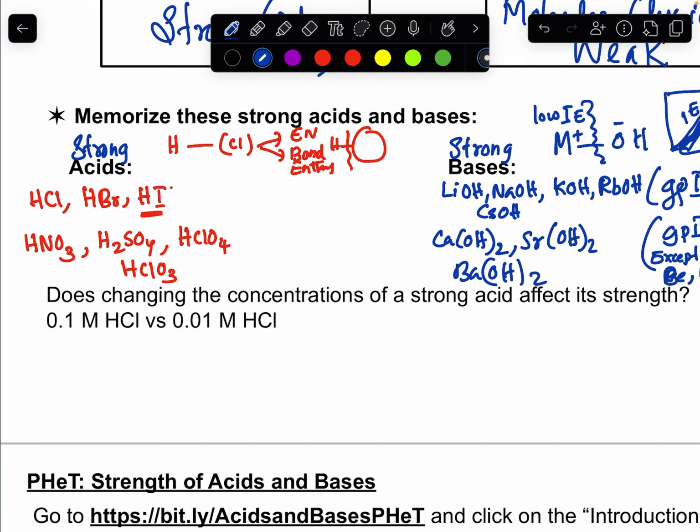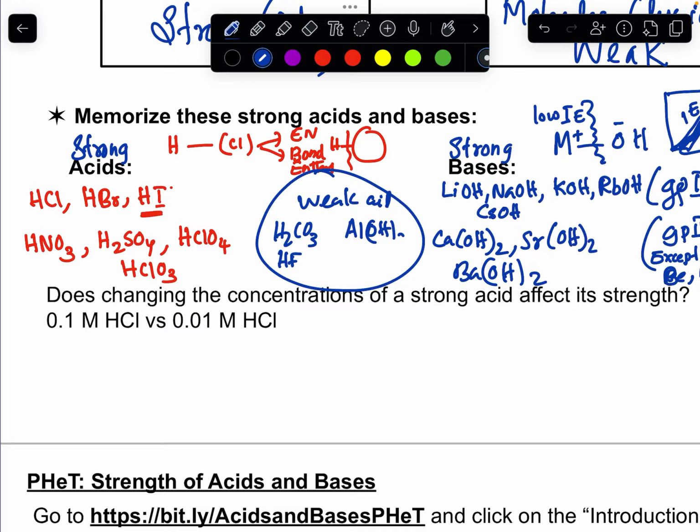Then if you are wondering what are weak acids or bases, say for example carbonic acid, soda, that is a weak acid, right? HF is a weak acid. All organic acids like acetic acid, formic acid, all of them weak. Then bases: aluminum hydroxide, beryllium hydroxide, zinc hydroxide, any transition metal or anything other than all of this, that will be weak.